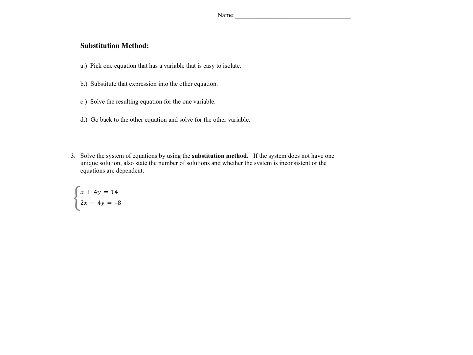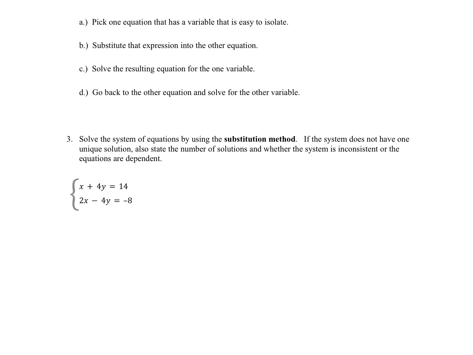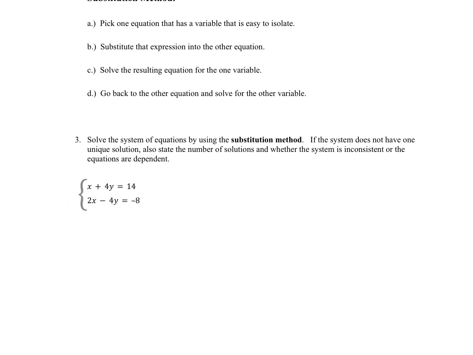So what you want to do is look at both of the algebraic equations and ask yourself which one has a variable that is very easy to isolate. And you'll notice that the top equation has an isolated x in front of a 4y. So I can easily solve for x in that equation. x is just equal to 14 minus 4y when I subtract 4y from both sides.